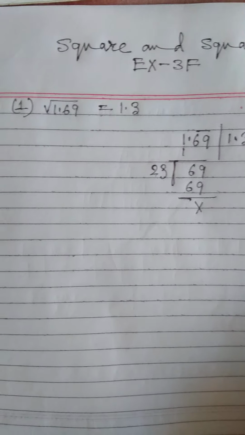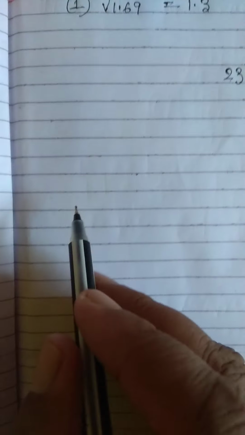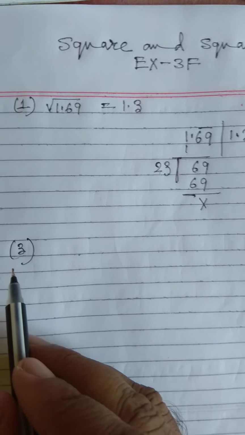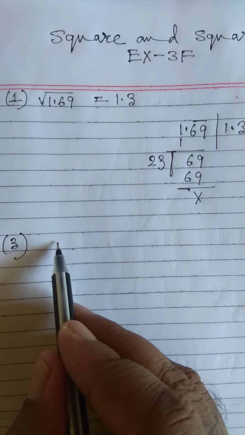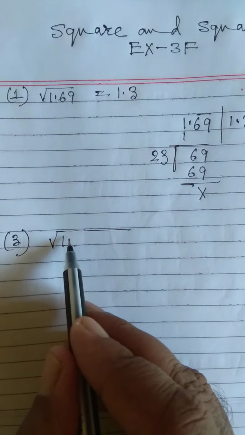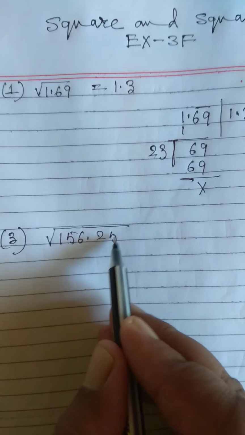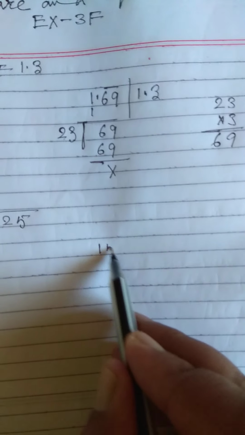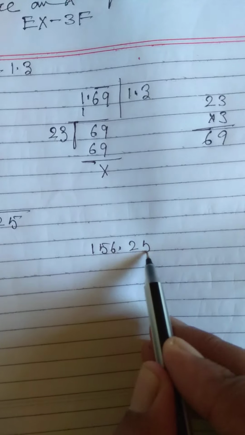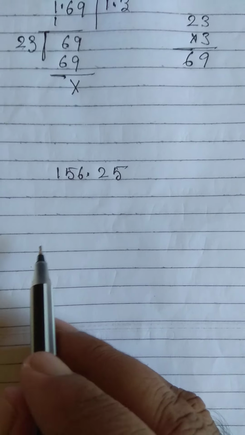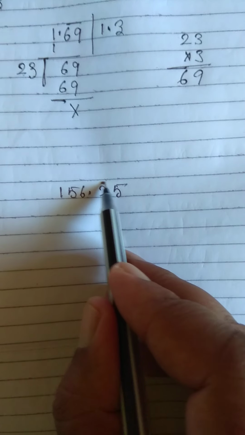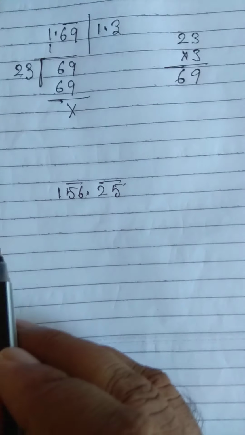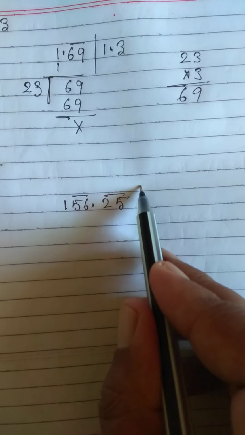Next, question number 3. Root over 156.25. After decimal, this is the pair of digit, and before decimal, first pair 56 and second pair there is no pair, only 1. Now start division.